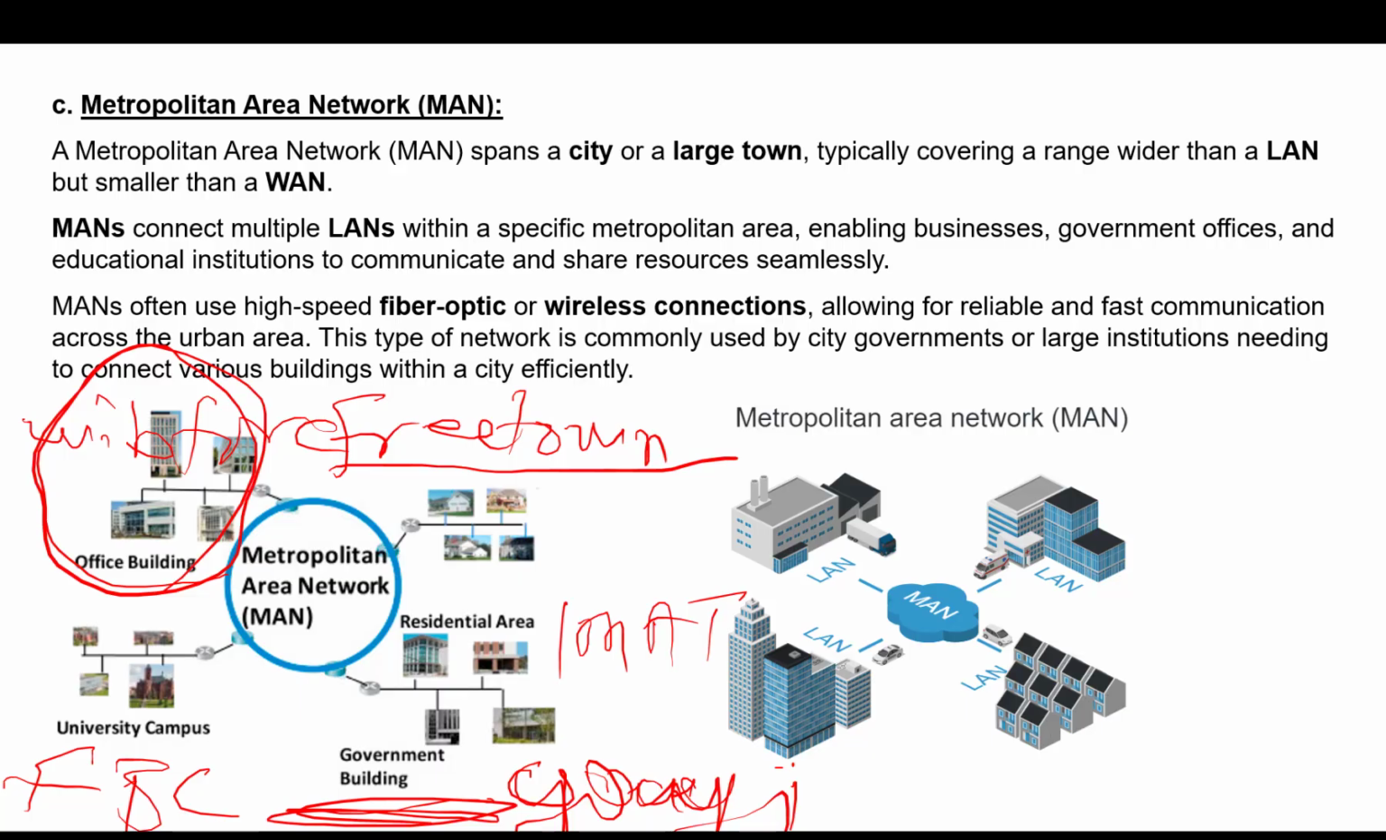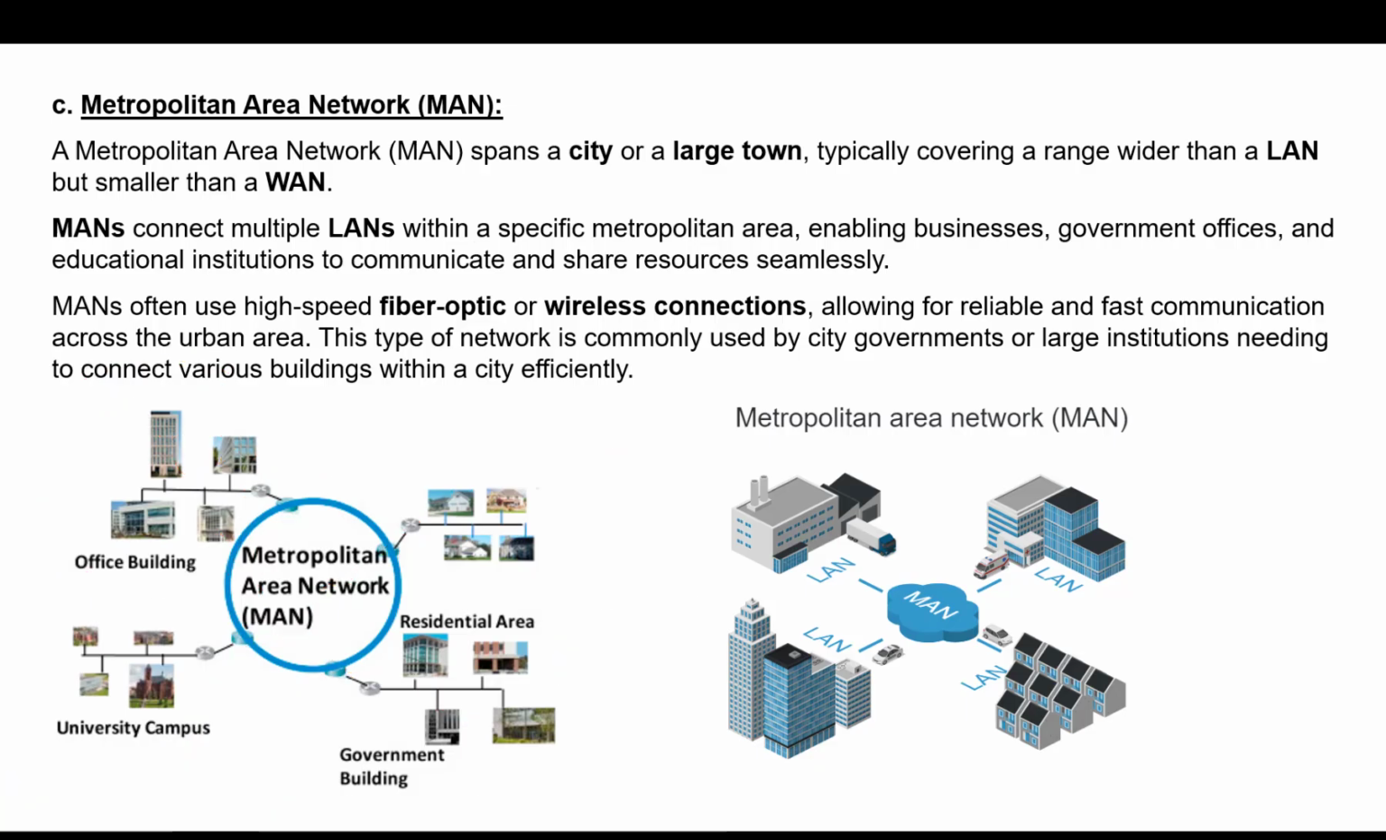So if you connect these together, then they communicate, because these things need to communicate if necessary. That means if the government needs to deal with this one, you understand? So you connect your office building with FBC, with the government office, again with your residential area in Imatt. So when you connect those places, you make sure they communicate and they share something. We call them a metropolitan area.